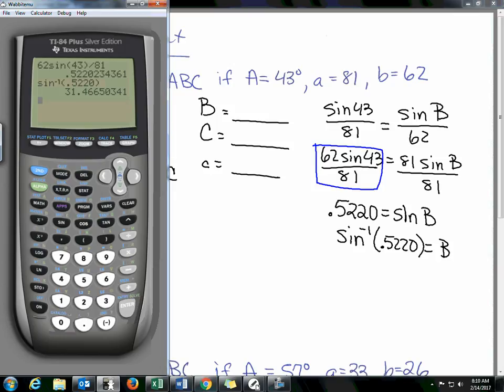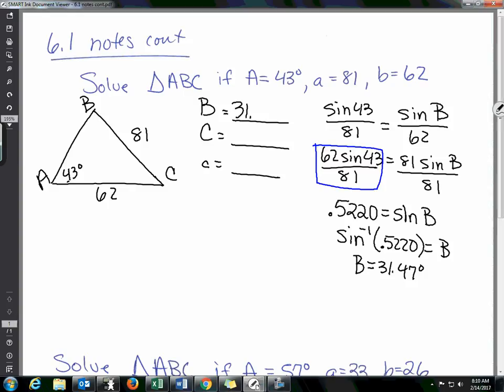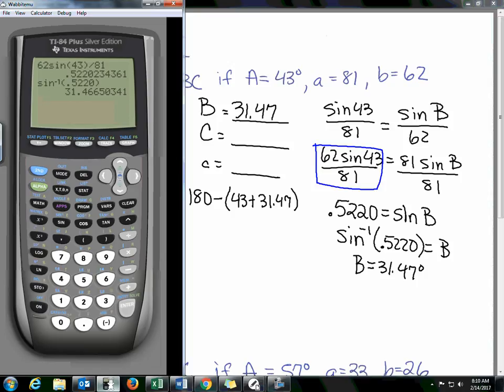All right, and so angle B equals 31.47 degrees. Now, to solve for C, just like what we did yesterday, you can take 180 minus the sum of 43 plus 31.47. So I use a calculator. I take 43 plus 31.47, and then take 180 minus that, which is 105.53.